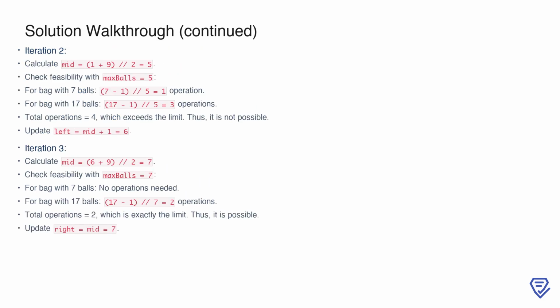Next, we calculate mid as 5. For this stricter limit, the first bag with 7 balls requires 1 operation, and the second bag with 17 balls requires 3 operations.